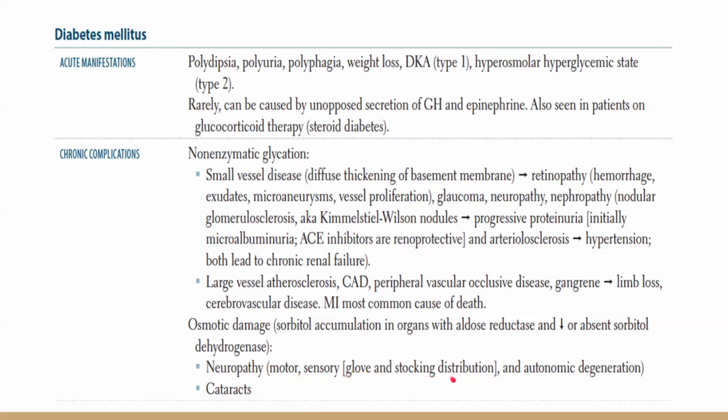Sensory loss is called a glove and stocking distribution, a very characteristic term for diabetic neuropathy. And autonomic degeneration, which involves the sympathetic and parasympathetic systems. Cataracts relate to the lenses of the eye.